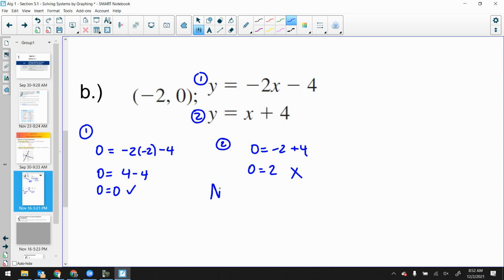My answer here is just a no. You don't have to explain it or anything? No, the work is the explanation enough. Questions about that? So again, that wasn't really showing you how to solve the system. That was just showing you how to check to see if a solution is there, if that is a solution.